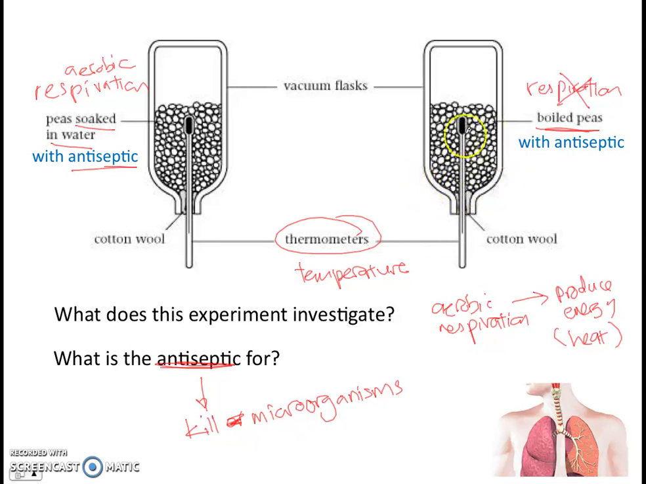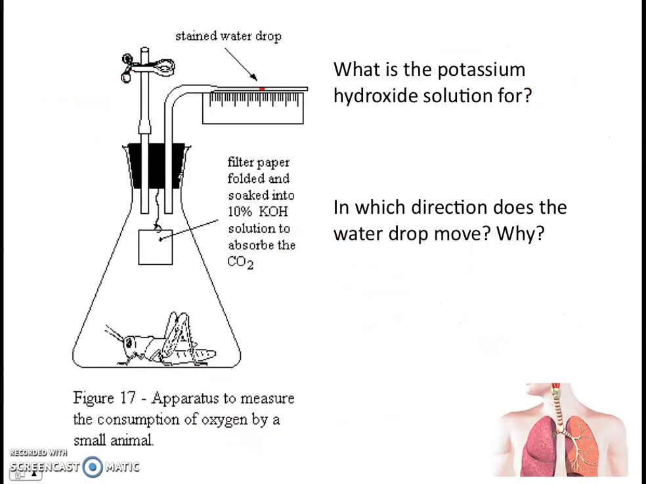So imagine if we didn't kill the bacteria, right? And there was some bacteria inside here. That means they're boiled peas, but there's still some bacteria that somehow survived the boiling, right? Then those bacteria will be respiring and it would cause some change in temperature. Then our experiment wouldn't be accurate anymore, right? It wouldn't be accurate because we're measuring the respiration not of the peas, but of the microorganisms. So that's why we need this antiseptic to kill off whatever other organisms that could be producing heat energy through respiration.